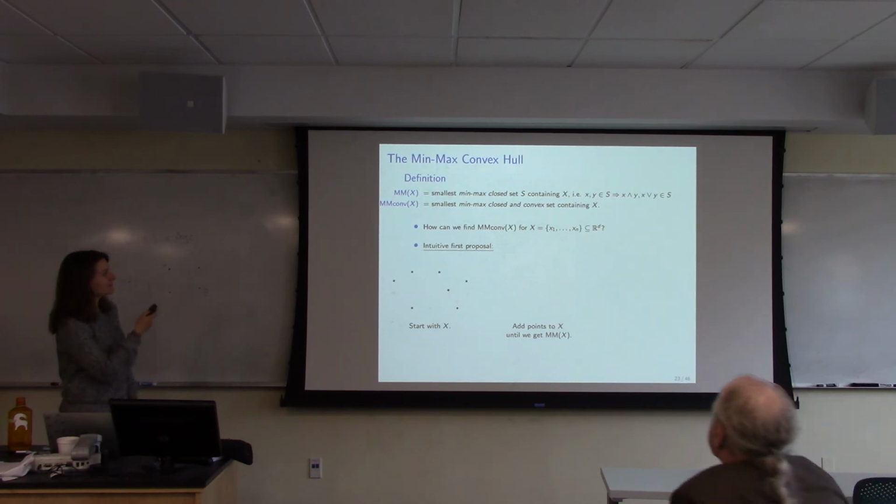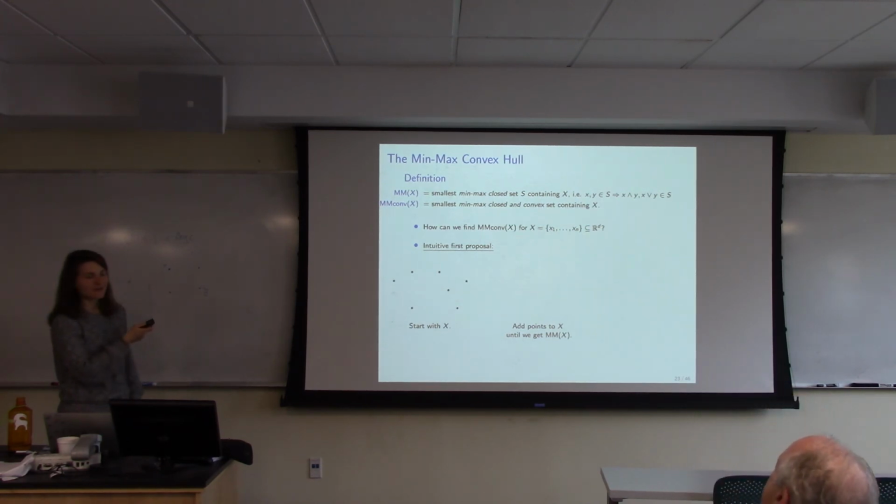So how do you find this MM of x? You start with x and then you keep adding points. So you can add some points, but then the orange ones are all possible minimum and maximum of the black ones, and now there's one missing, and we have to add it, and now we're done. So this is a min-max closed set.